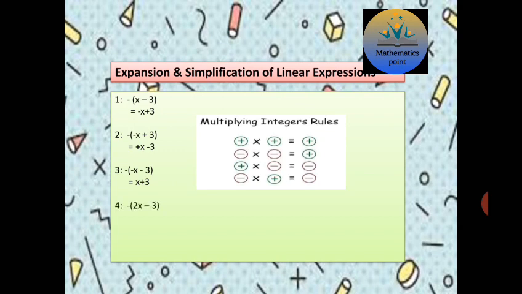Then the fourth one, minus will be multiplied inside the bracket, so 2 has the positive sign, because when a term does not contain any sign, that term contains the positive sign, there is no need to write the positive with the term. So plus 2, and minus, so plus minus minus will become minus 2x, and minus 3 multiplied with minus will become plus 3.